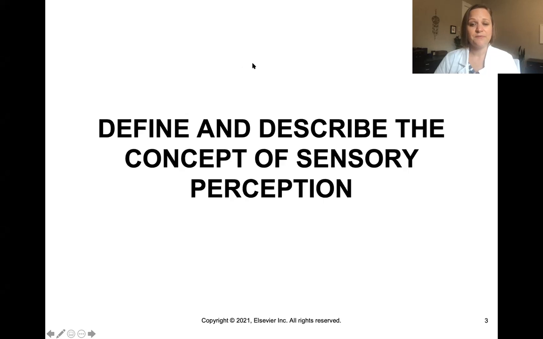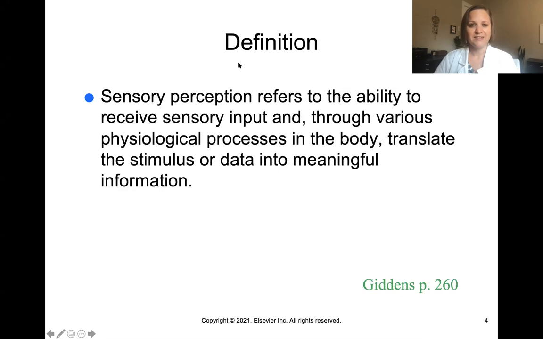So let's go ahead and define and describe the concept of sensory perception. Sensory perception refers to those 5 senses that we learn in kindergarten. Do you remember the song, head, shoulders, knees and toes, eyes and ears and a mouth and nose, right? It's the sense of smell, touch, taste, sound, and sight.